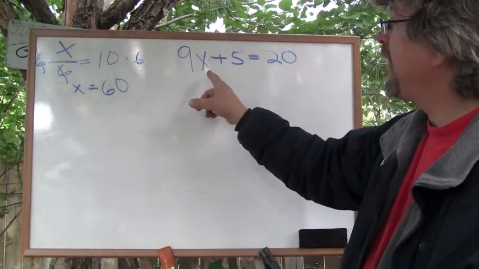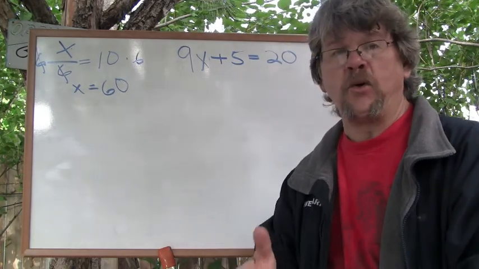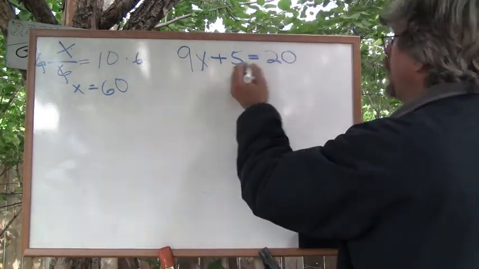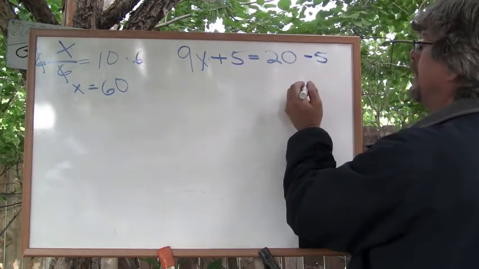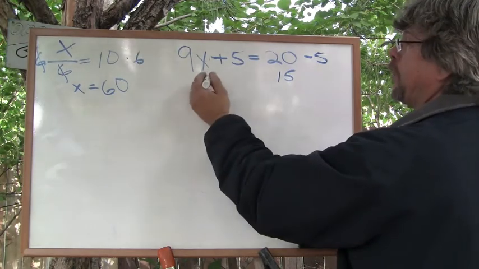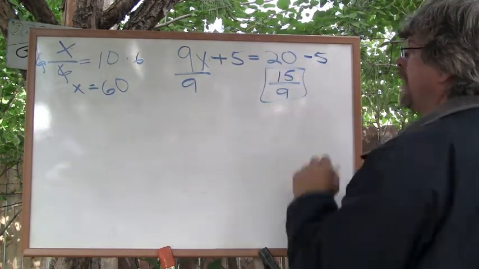And this is the power of mathematics. We know 9 has been multiplied to x, and we know 5 has been added to x. To isolate x, undo those two operations. We subtract 5, which leaves us, what's 20 minus 5? 15. And then we divide by 9. And there's your answer: 15/9.